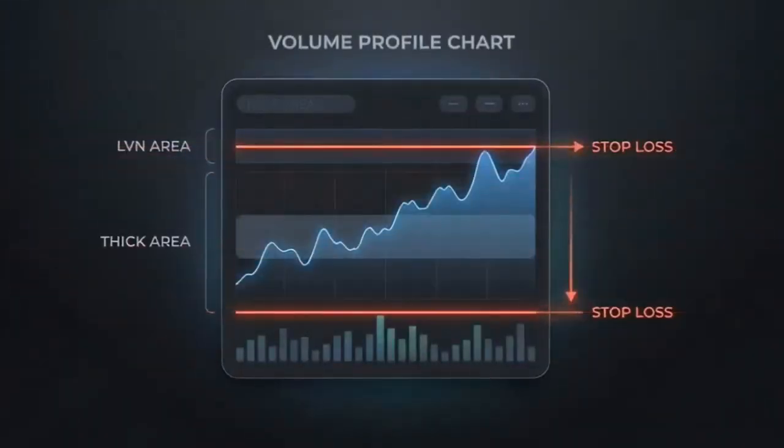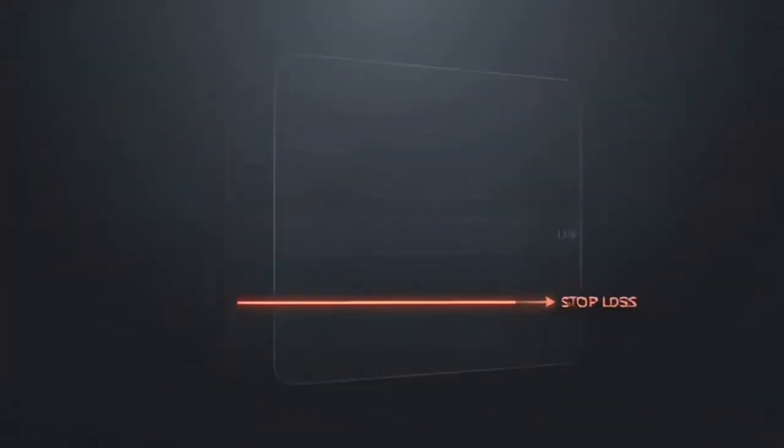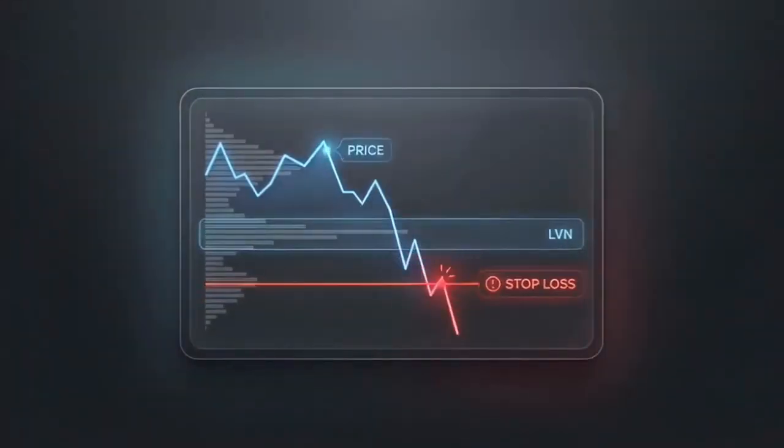One practical note on low volume nodes: if your stop sits inside a low volume node on the profile, widen it to below the next high volume area. Price passes through thin nodes quickly. A stop placed in thin air will be hit before price even reacts.